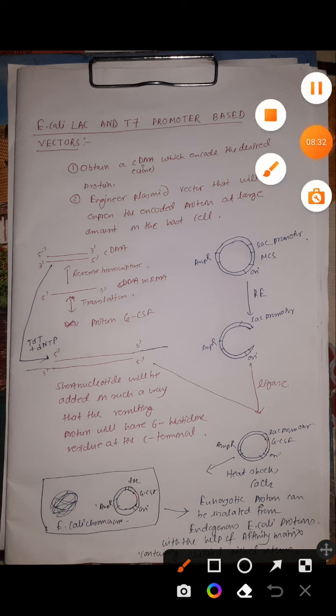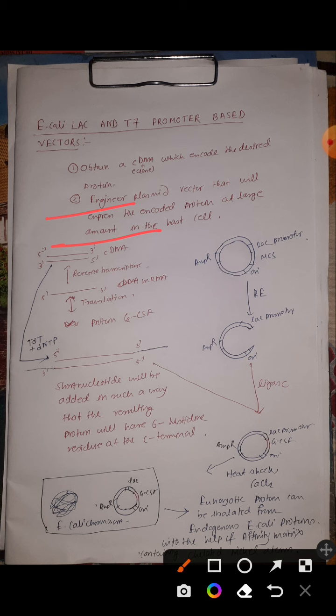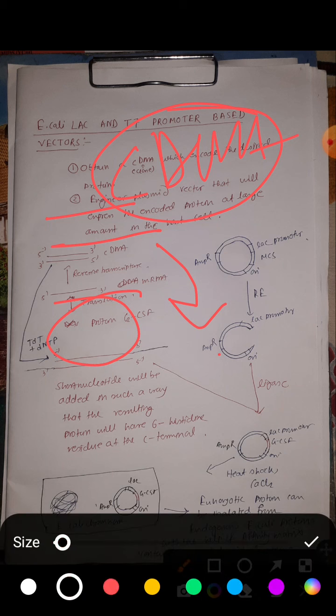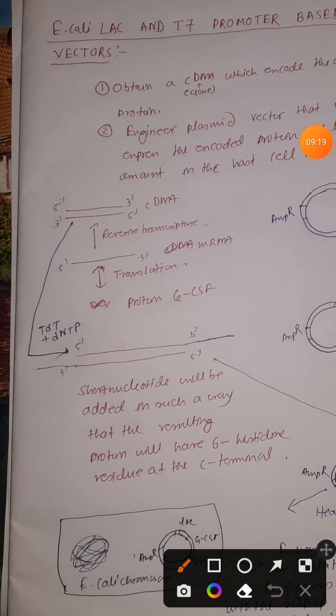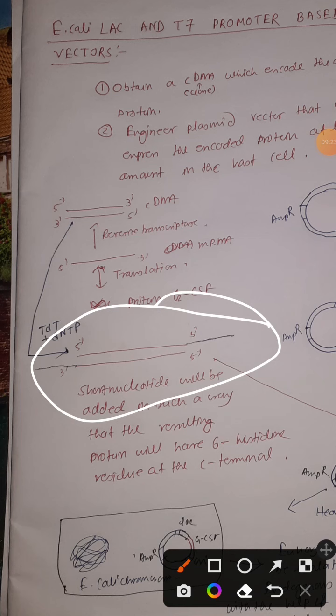So what have we done till now? We have identified the protein that we want to produce in large amount, and then we produce the cDNA molecule from the mRNA molecule which is responsible for coding the protein. Once the cDNA is obtained, we add a stretch of short nucleotides with the help of terminal deoxynucleotidyl transferase along with the dNTPs that we want to add. We add them in such a way that, at the end, our protein has 6 histidine residues at the C terminal. That is the main goal.